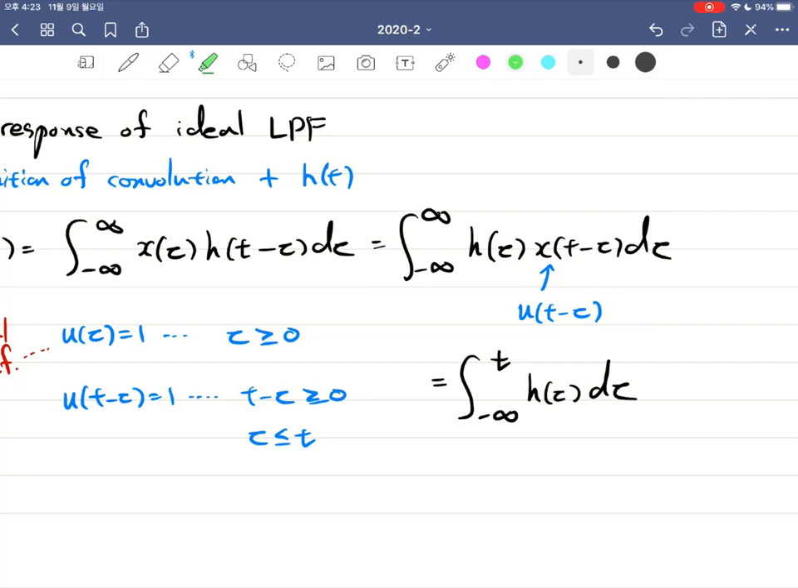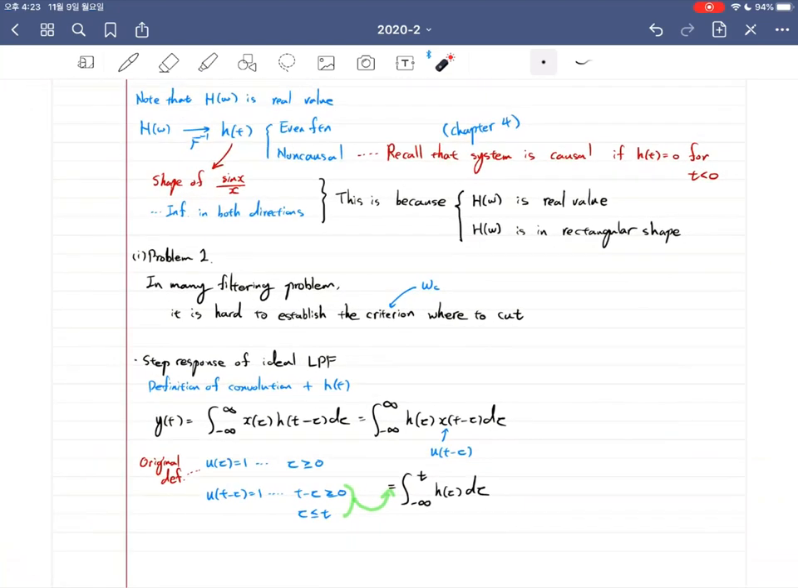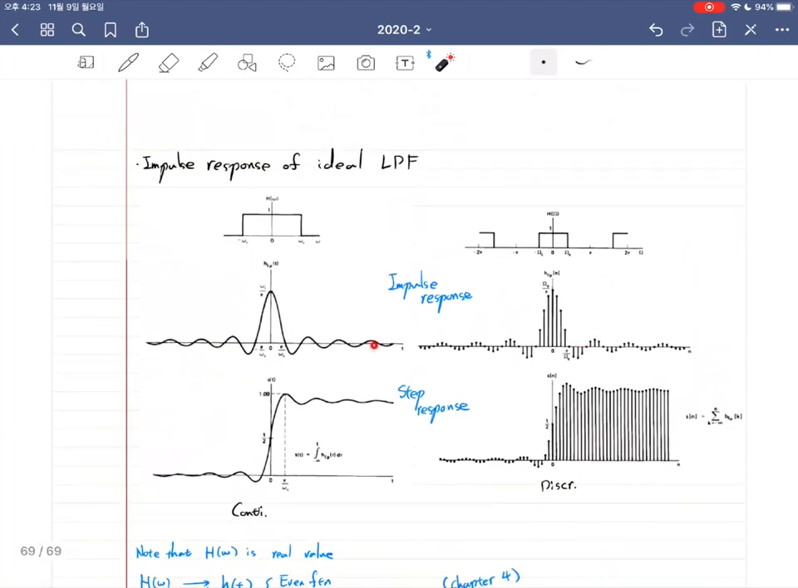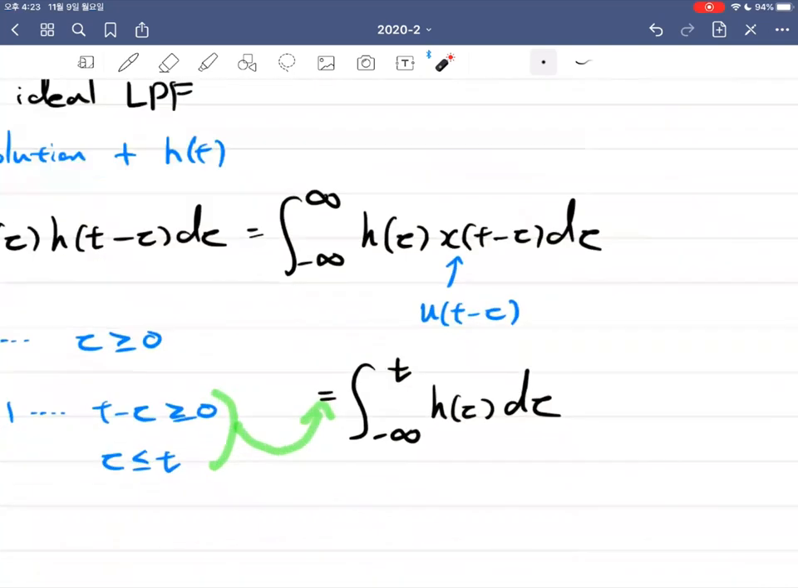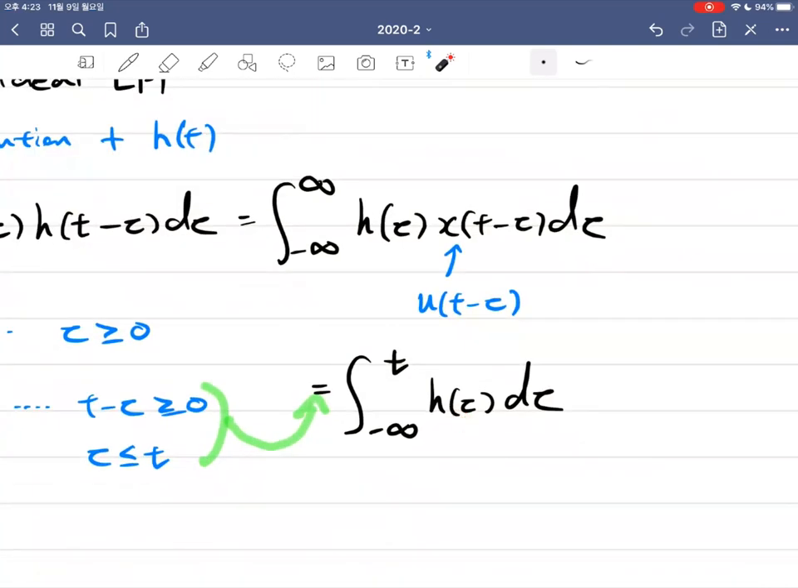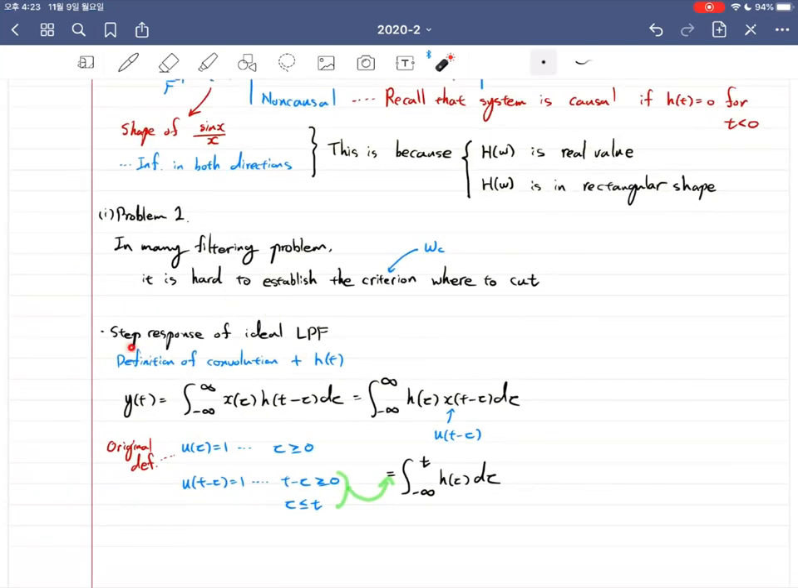Okay, so this property gets involved from here to here. And I already know the function of h of t or h of n because it's a frequency response. Therefore, by doing the integration of this frequency response, you will get the step response of this ideal LPF. Okay, so this is how you actually obtained the step response. And let's see the second problem.